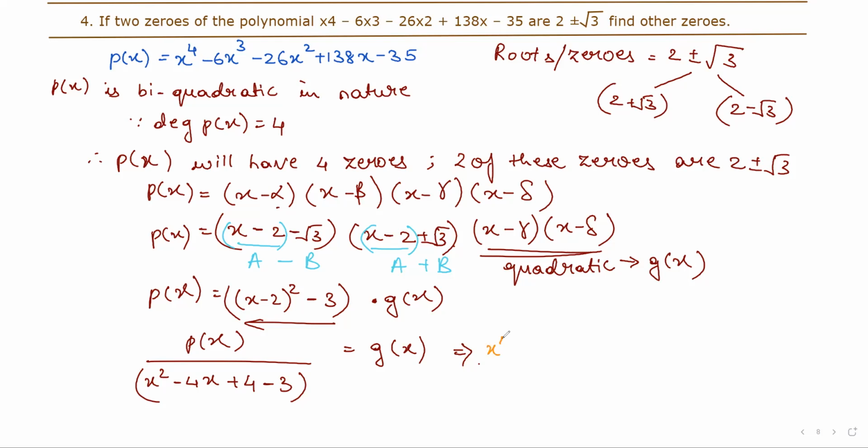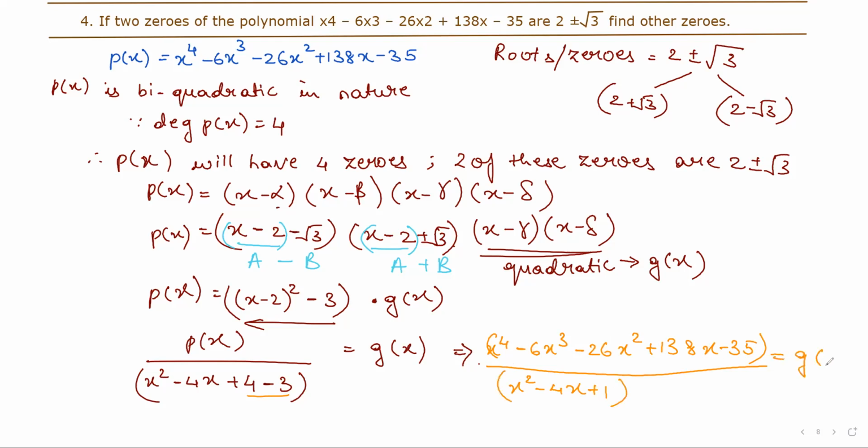X to the power 4 minus 6x cubed minus 26x squared plus 138x minus 35. The whole p of x is to be divided by, let's merge these two, x squared minus 4x plus 1, and the result should be equal to g of x. G of x is a quadratic polynomial. It will lead you to using the middle term splitting method, you can get the values of gamma and delta, which are the required zeros.